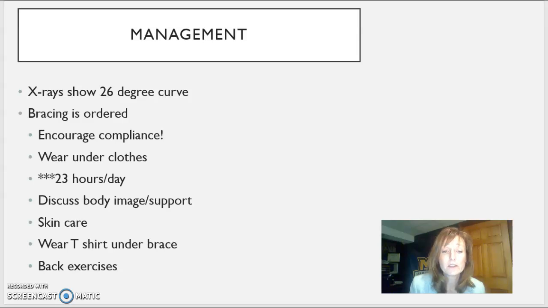The brace is worn under clothes, so they can camouflage its appearance. You can encourage baggy clothes, so the brace is not noticeable. Pens up, the brace is worn for 23 hours a day. So it's not something that the child can just not wear to school. They have to wear it 23 hours a day. So that 1 hour, they should choose carefully. They can either take it off when they eat if they're uncomfortable, but again, just 1 hour a day. So they can't take it off 3 hours a day.